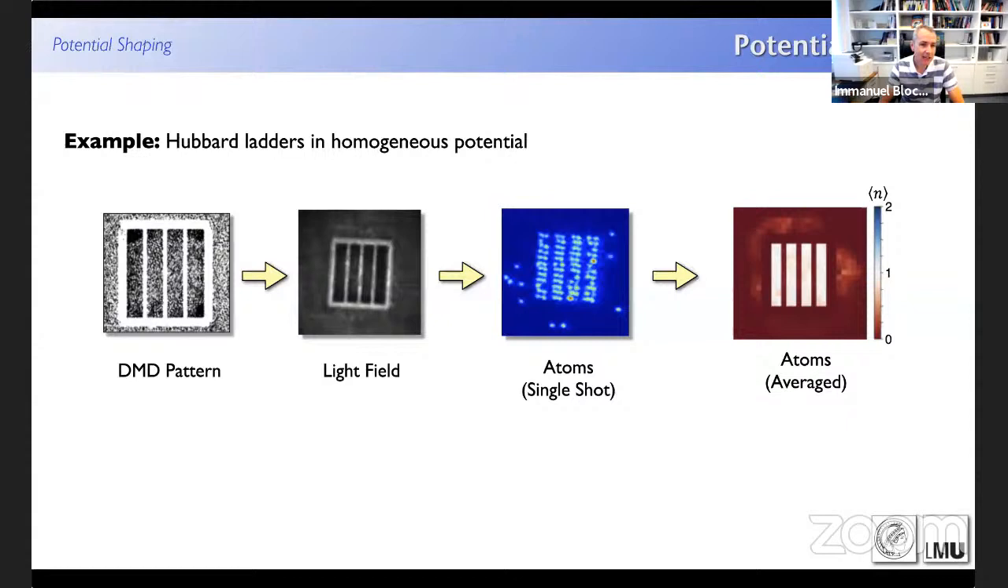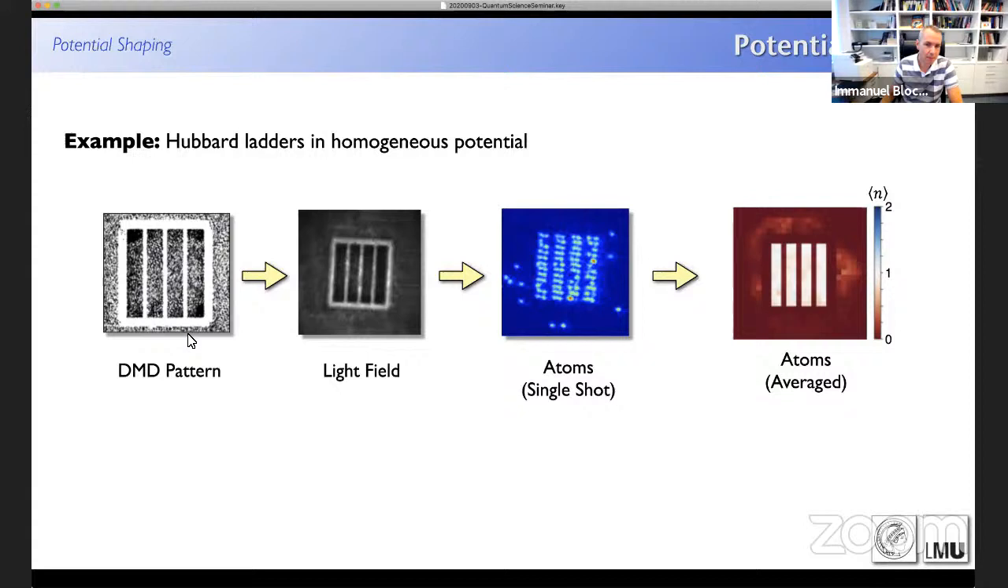So here's an example of what you can do. You can, for example, put this DMD, which is just an array of micromirrors where each mirror you can turn on and off. You can tip and tilt, turn on and off. So if the pixel is white, the mirror is on. If the pixel is black on this image, the mirror is off. And like that, you can create grayscale images like this one, from which we reflect the laser, for example, a Gaussian laser beam. And this Gaussian laser beam then creates a light field which corresponds to this DMD pattern. And this light field is then shone onto the atoms.